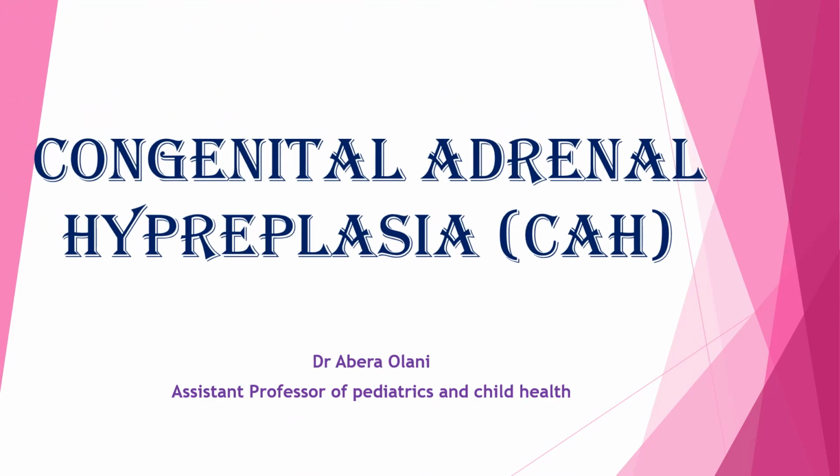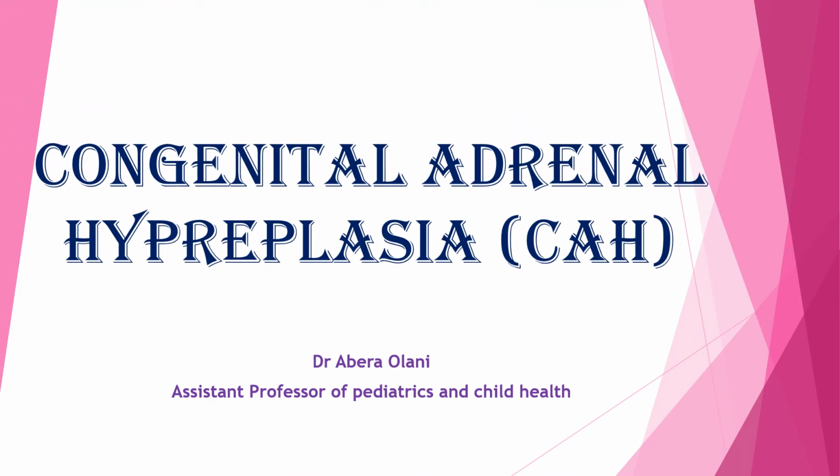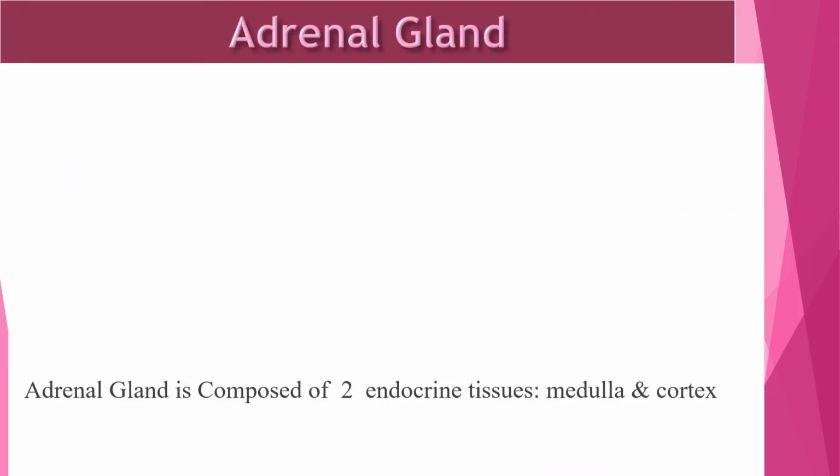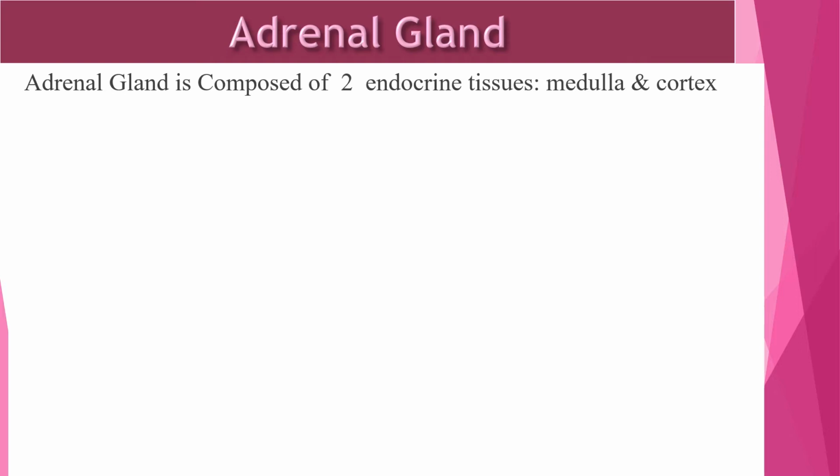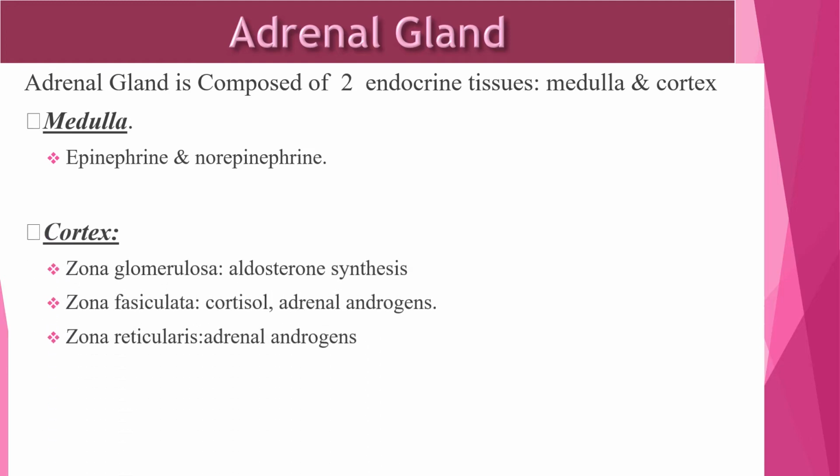Welcome back everyone. In this lesson I will discuss congenital adrenal hyperplasia, especially the most common one, that is 21 hydroxylase deficiency. To start from the basics, the adrenal gland is composed of two endocrine tissues, the medulla and the cortex. The medulla secretes epinephrine and norepinephrine, and the cortex has three zones: zona glomerulosa, which synthesizes aldosterone; zona fasciculata, which secretes cortisol and adrenal androgens; and the zona reticularis, which produces adrenal androgens.